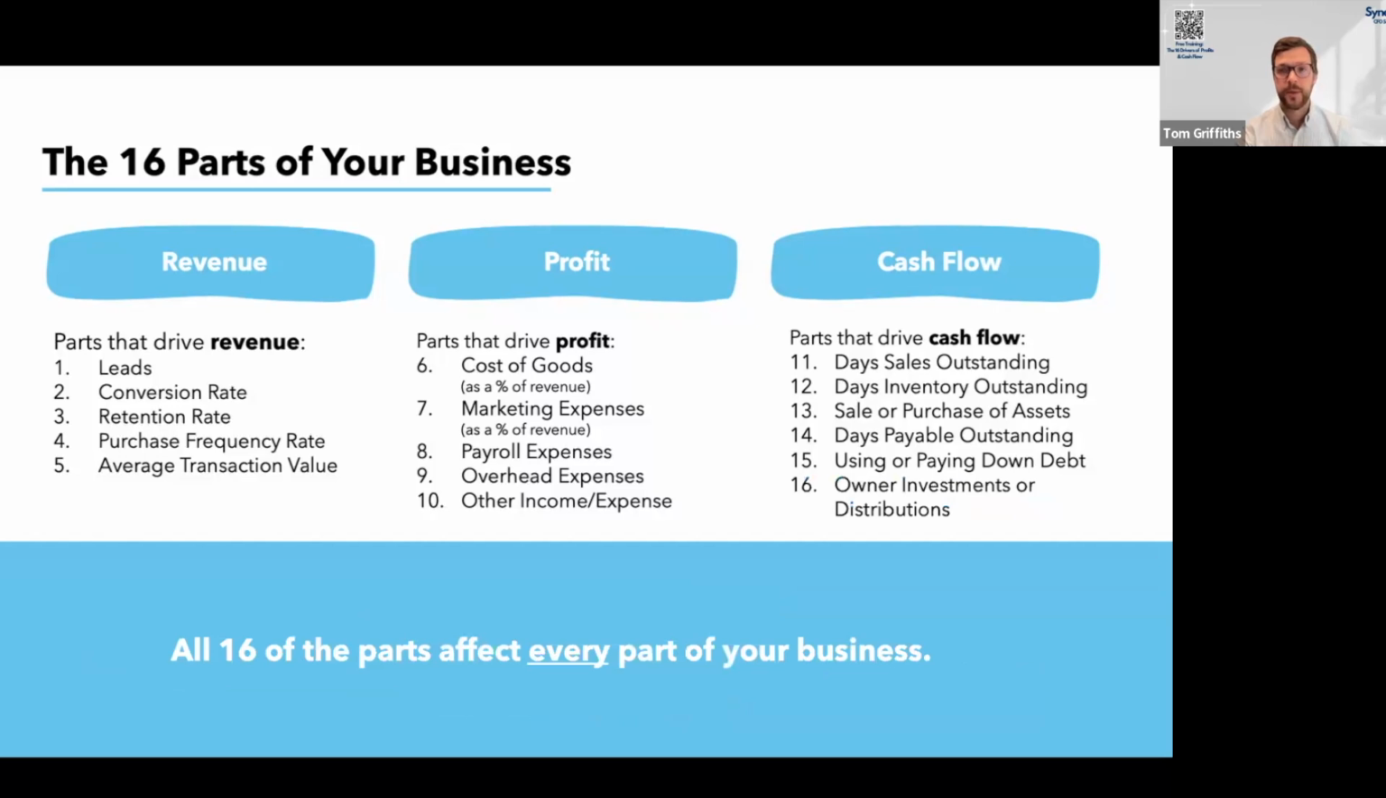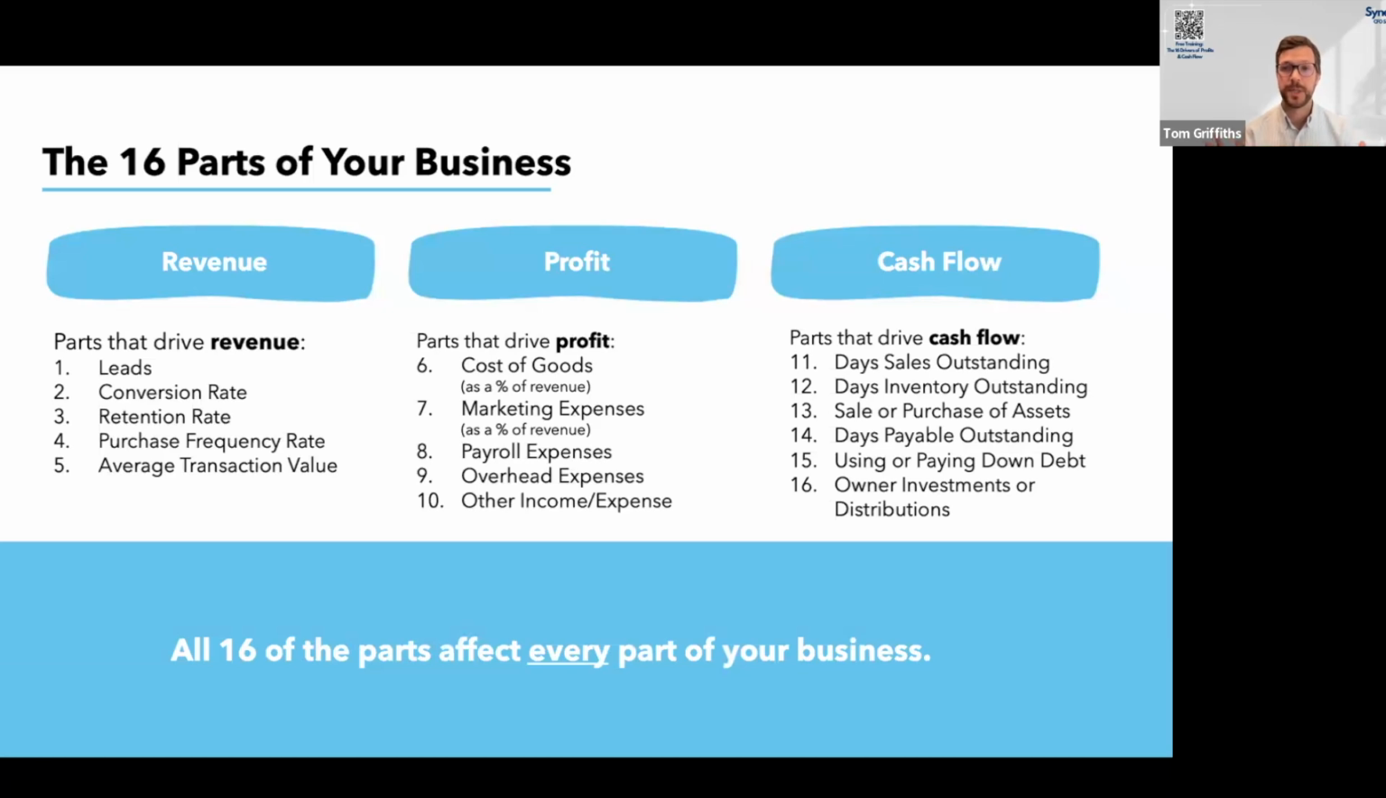So as you can see, all 16 parts that I've just been through drive the following part. If you start with 0 at the beginning, the number of leads, it's 0 all the way through. Each one of the 16 parts has a significant impact on the business. So if we can focus our attention on improving just one of these parts every month, then that is going to have a significant impact on cash flow and profits at the end of the year.